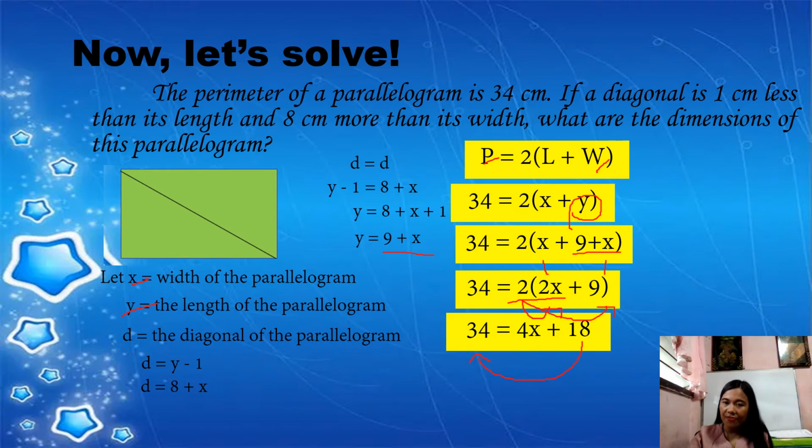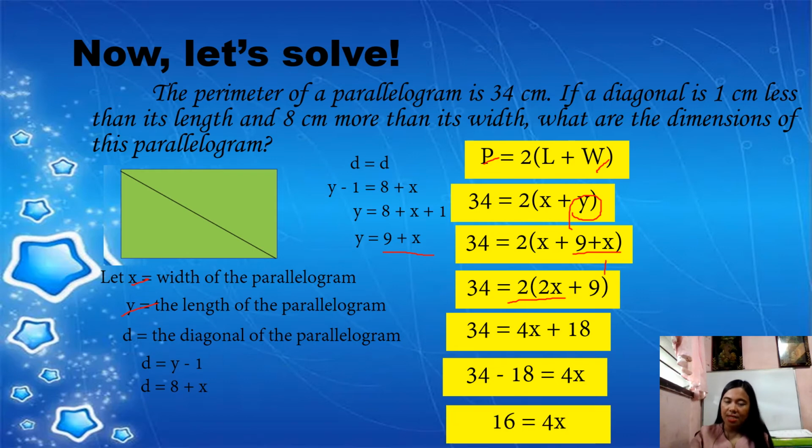So, from positive 18, it will become negative 18. So, 34 minus 18 is 16. So, we have 16 equals 4x. To solve for x, just divide both sides of the equation by 4. So, we have 16 divided by 4. x is equal to 4. And we have here x is the width of the parallelogram. So therefore, this is now our width.